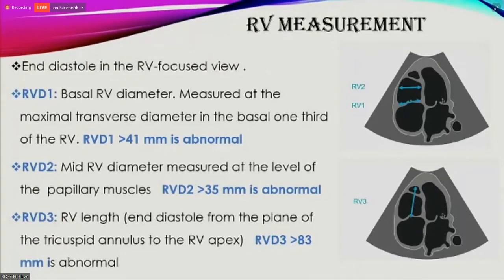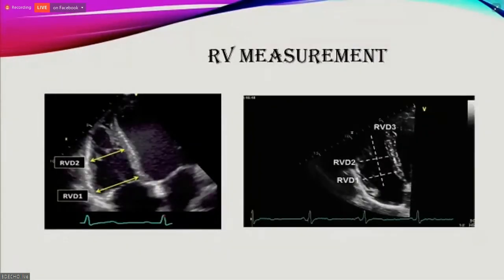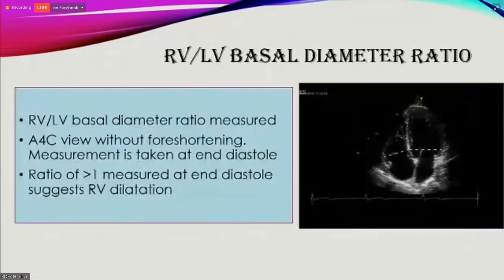And then comes RV2, that means D2. It is the mid RV diameter, measured at the level of the papillary muscles, and more than 35 millimeters is abnormal, and an RV length more than 83 millimeters is abnormal. And this is the measurement taken. Another one is the RV to LV basal diameter ratio. It is taken in the apical four-chamber view, and a ratio more than 1 measured at end diastole suggests RV dilatation.